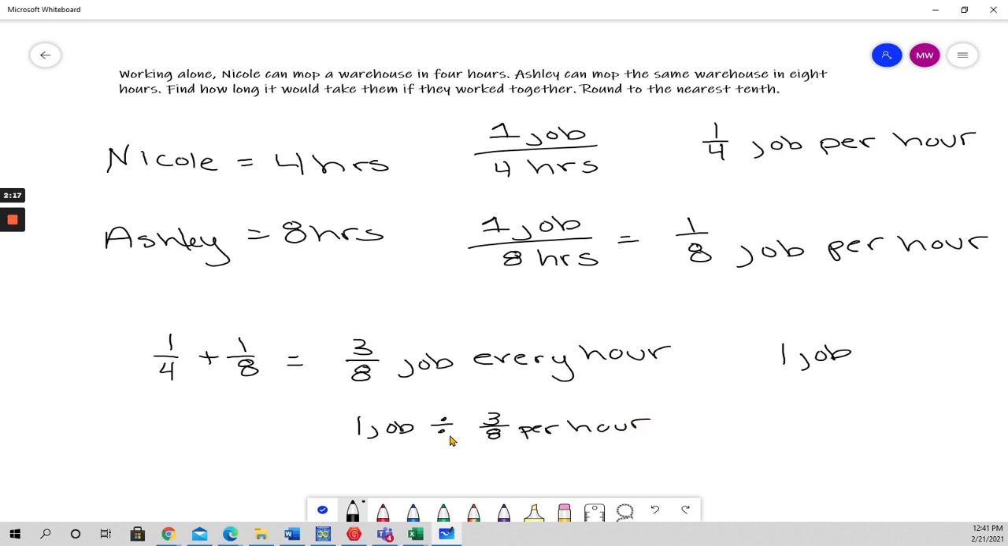Well, if you notice, we are dividing fractions. So when we divide fractions, we flip them. So we need to figure out how long it's going to take to do one job. They do 3/8 of it per hour. So I'm going to say, what is 1 times 8/3? 1 times 8/3, that's 8/3. And I'm going to convert 8/3 into a decimal.